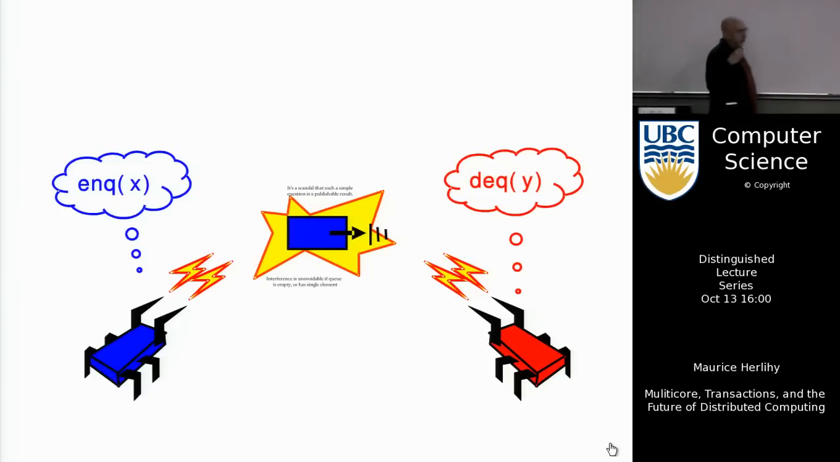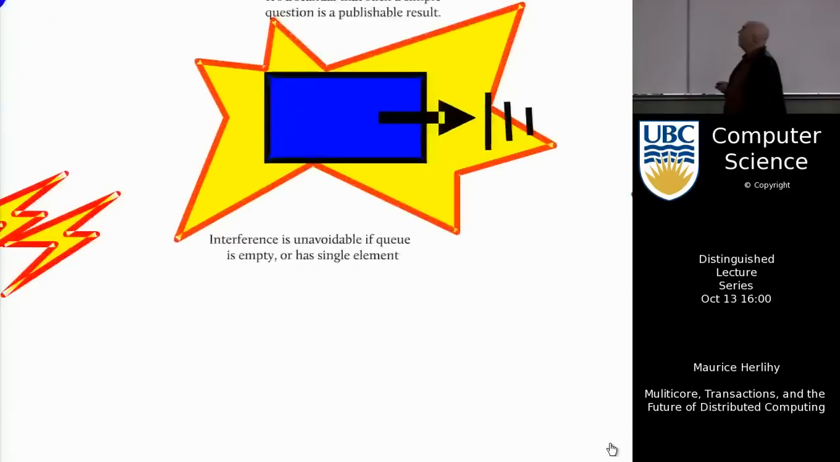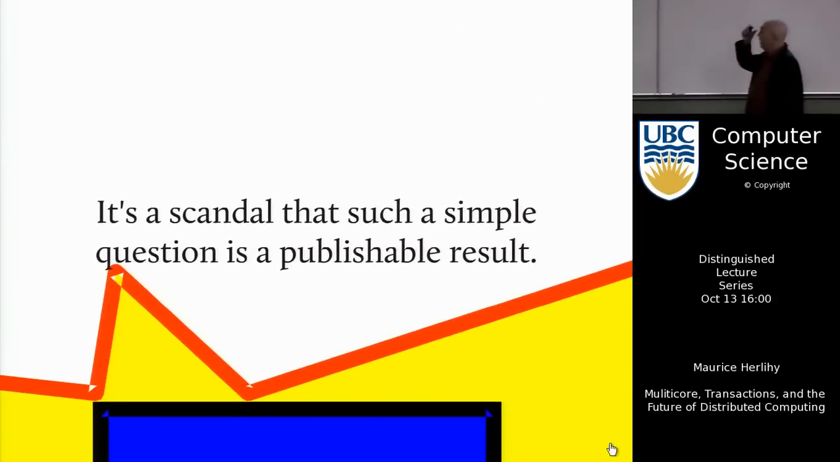If there's one element, they've got to decide who does what to it. And similarly, if it's empty. And so in that case, it's okay to have a synchronization. So interference is okay if the queue is small. Interference is not okay if it isn't.